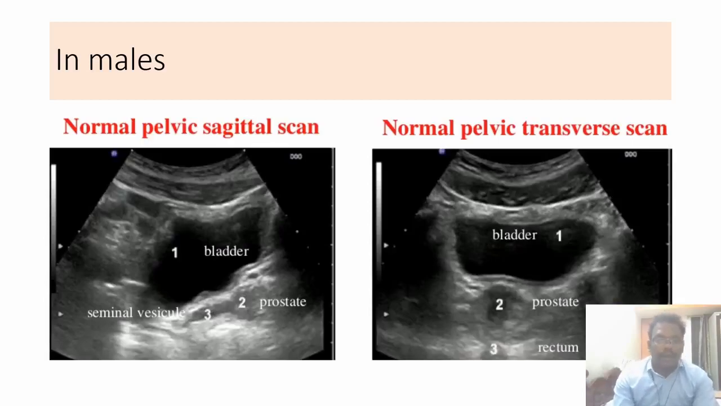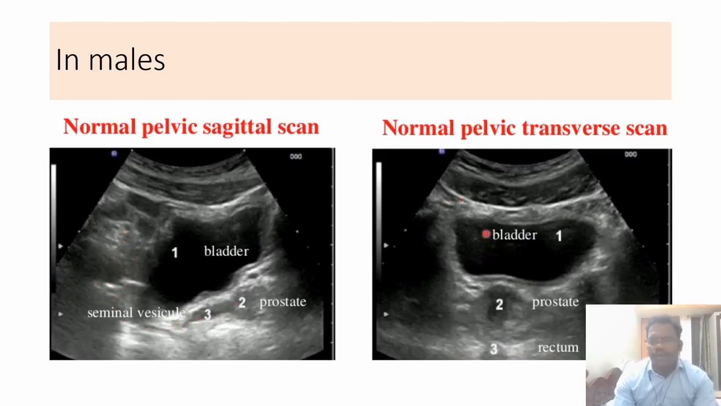So here also another picture of male pelvis, the sagittal view. So we can see the completely anechoic structure, that is the urinary bladder. Posterior to urinary bladder we have the prostate, and posterior to the prostate this is the rectum. This is the seminal vesicle, this is the rectum, and we can see the rectovesicular pouch here.